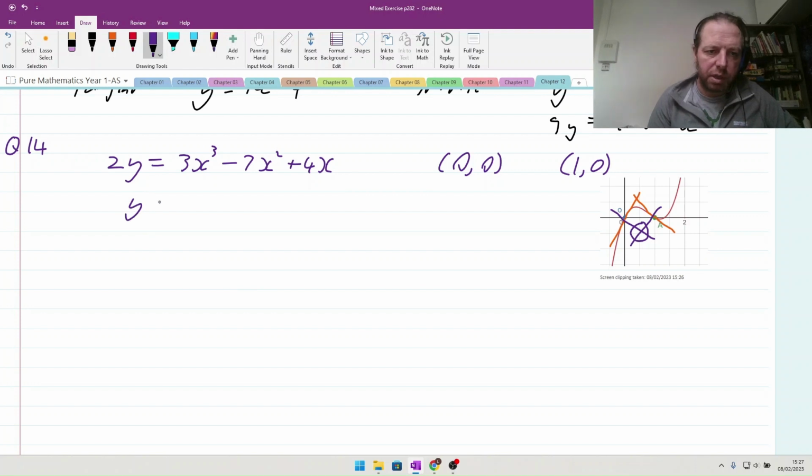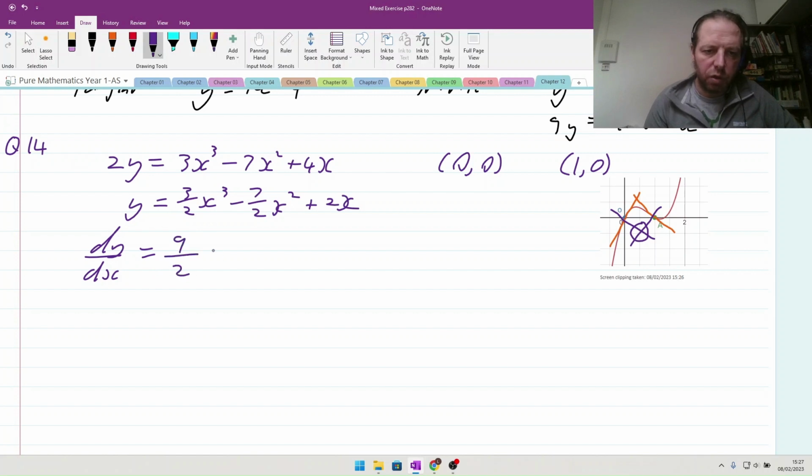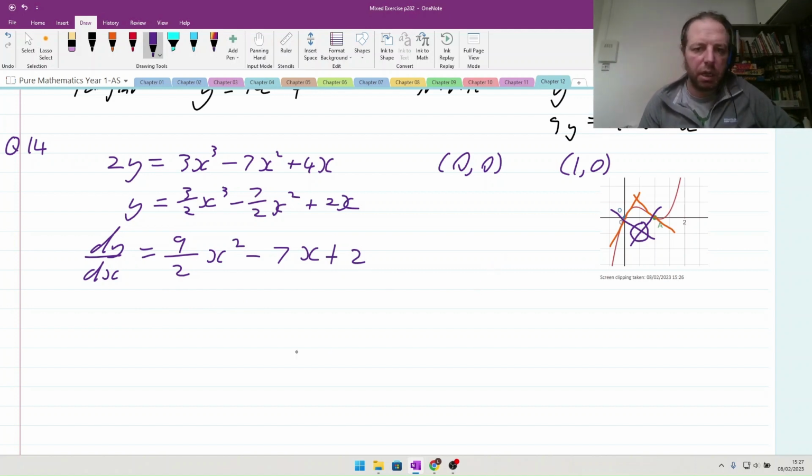So how are we going to do this? First off, we're going to rearrange this equation, and we're going to say it's 3 over 2 x cubed, just get rid of the 2 on it, minus 7 over 2 x squared plus 2x. Okay, and then we're going to find dy by dx, and that's going to be 9 over 2 x squared minus 14 over 2, so that's just going to become 7x plus 2.